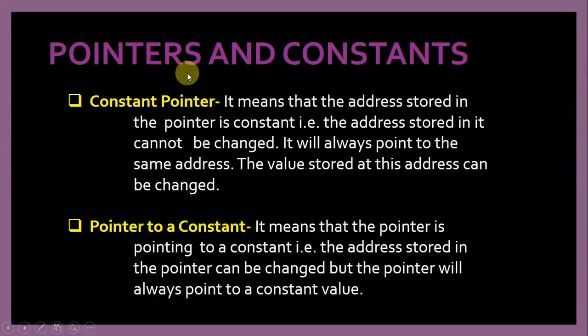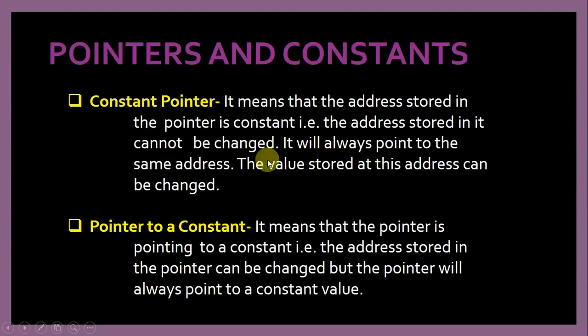Now I will talk about character pointers and constants. Constant pointer means that the address stored in the pointer is constant. There are two things, constant pointer and pointer to a constant. In a constant pointer, the address stored in the pointer is constant. That is, the address stored in it cannot be changed.